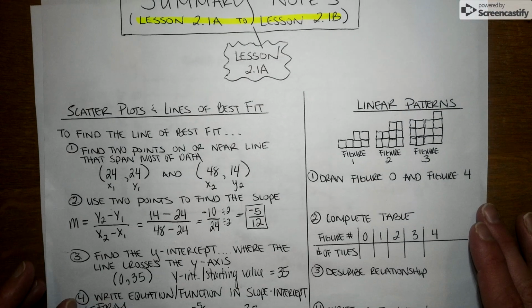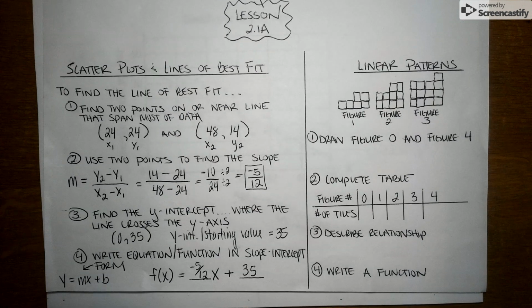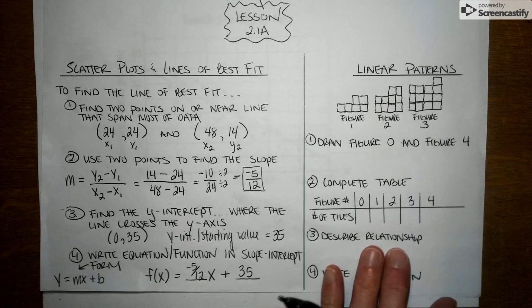So that's the first part of lesson 2.1a, using scatter plots to make lines of best fit, and then being able to use your line of best fit to come up with a function to represent the situation overall. The next part then of lesson 2.1a is talking about linear patterns.